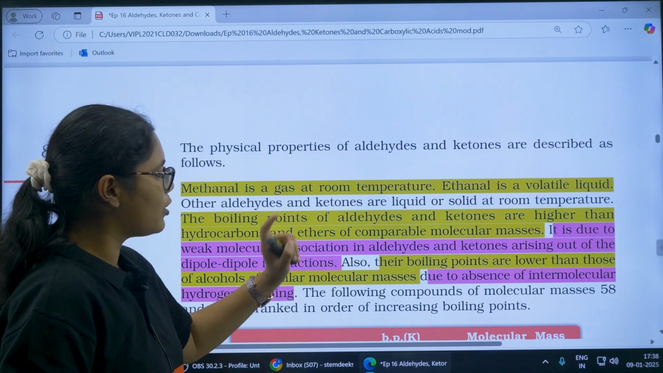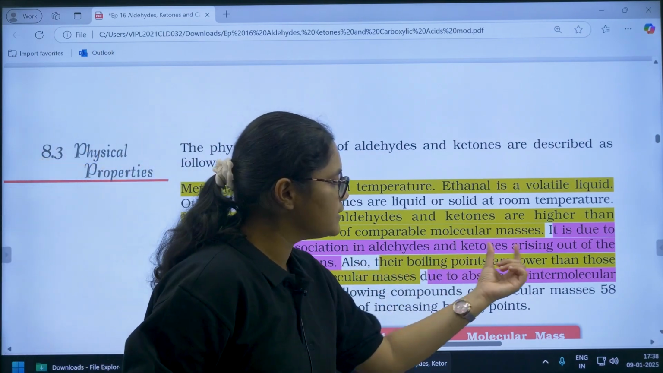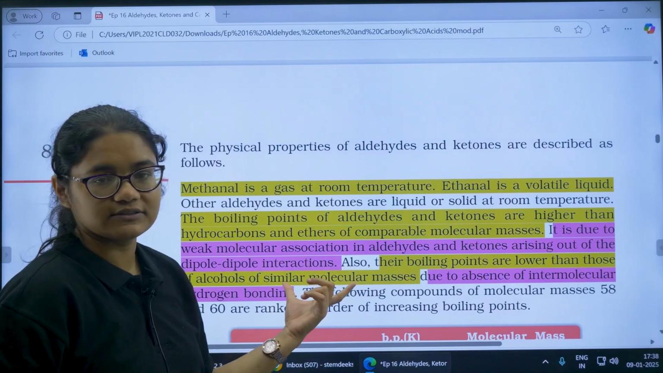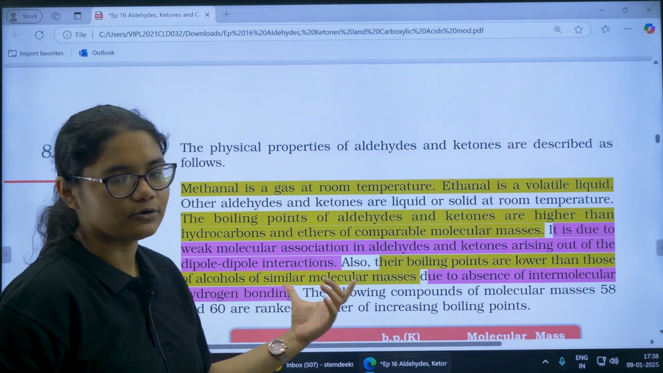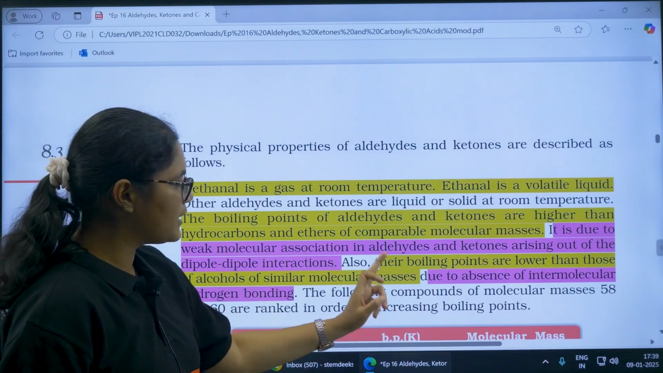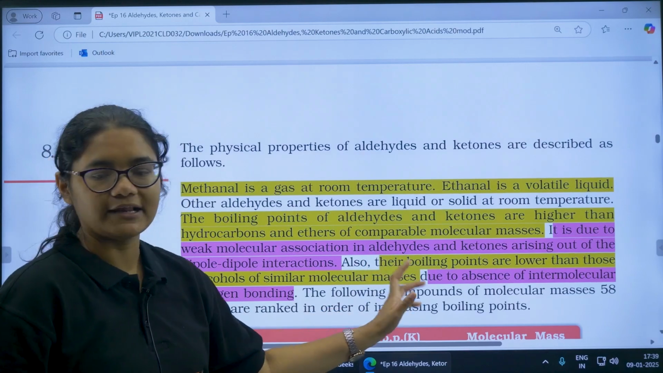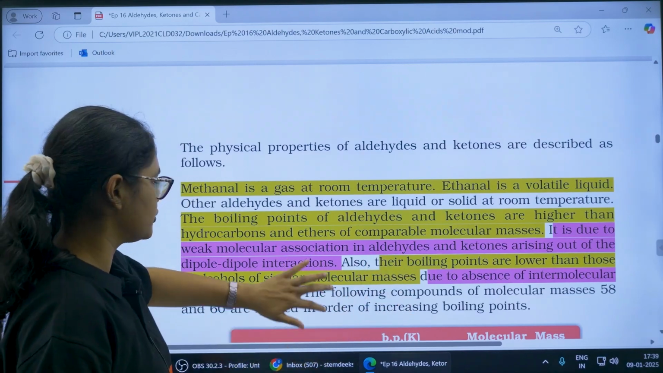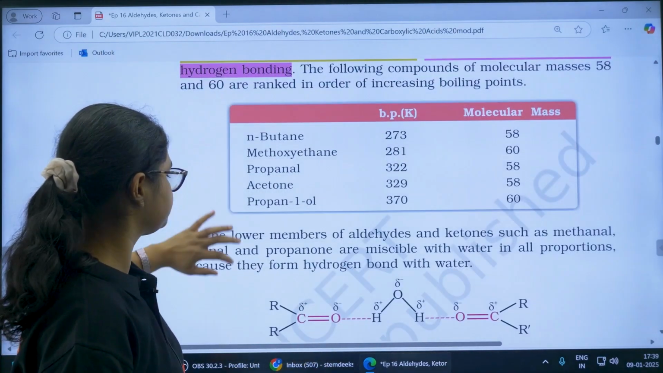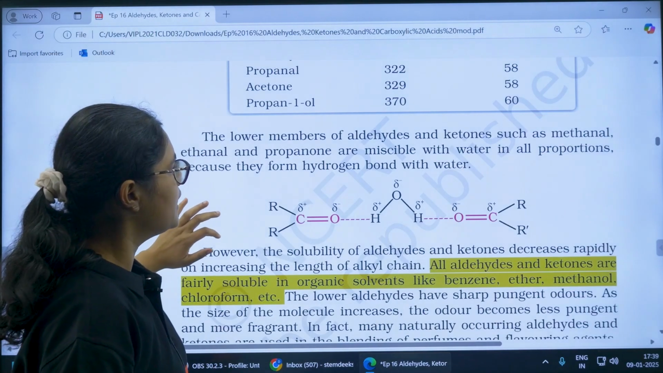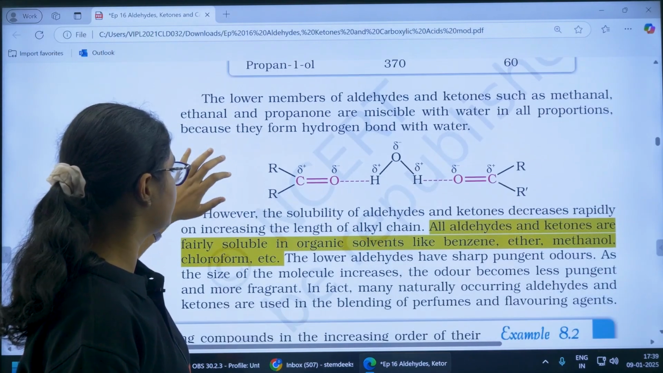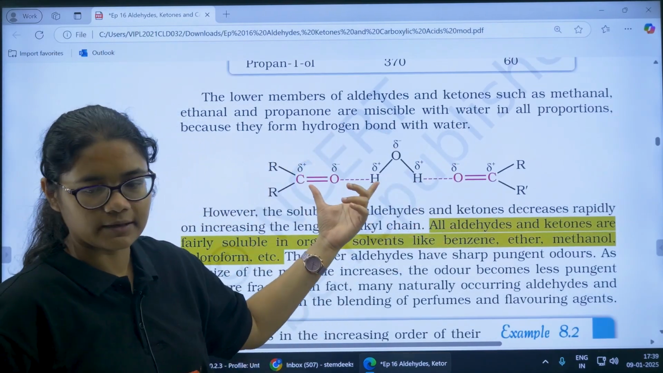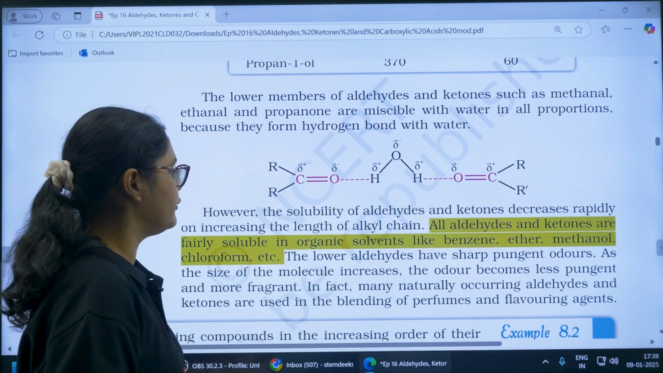The next one is the contrary statement, their boiling points are lower than those of the alcohols. Why? Because of absence of hydrogen bonding. So the yellow color part can be the question and the pink color highlighted part are your answers, okay, from physical properties. Next, if we go here, you can see how the hydrogen bonding is taking place. If a diagram is required, you can draw this.